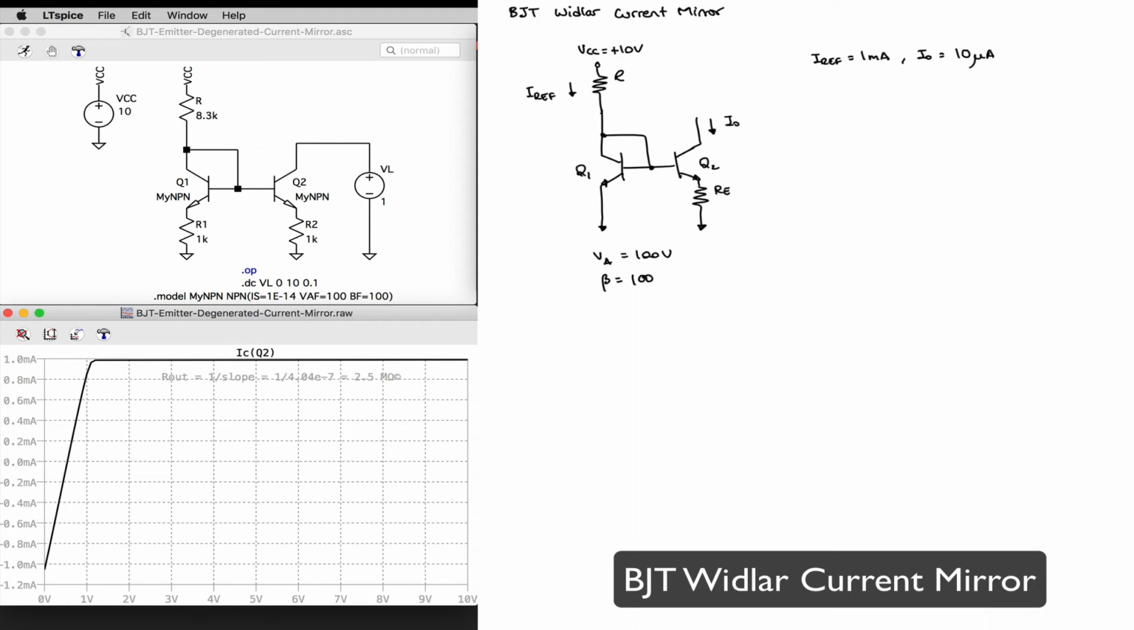All right, let's go ahead and get started. So my IREF is going to be equal to VCC minus 1 VBE drop for Q1 divided by R, and therefore my R is going to be equal to VCC minus VBE over IREF, or 10 minus 0.7 divided by 1 milli, which is 9.3 kilo ohms.